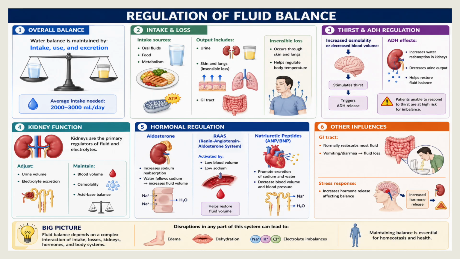This is a quick cheat sheet about regulation of fluid volumes. Please review it. And always remember, fluid balance in the body is maintained through a careful balance of intake, use, and excretion. On average, a healthy adult requires about 2 to 3 liters of fluid per day to maintain this balance. Fluid intake comes primarily from oral fluids, but it also includes water obtained from food and metabolic processes within the body. Output occurs through several pathways, including urine, GI tract, and losses through the skin and lungs.